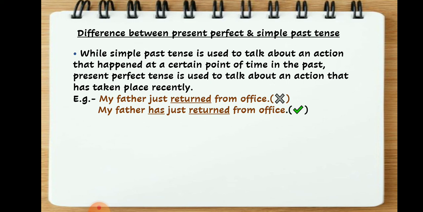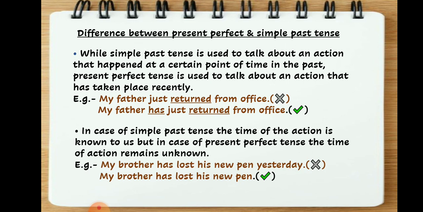Let's see the next difference. In case of simple past tense, the time of the action is known to us, but in case of present perfect tense, the time of action remains unknown. My brother has lost his new pen yesterday. This is wrong. The correct sentence is, my brother has lost his new pen. Time must not be mentioned in present perfect tense.